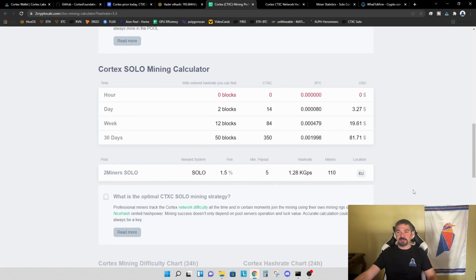But I scrolled down and I was looking at the solo mining, and I realized that if I solo mine, I can hit, or am estimated to hit, 2 blocks per day or 14 Cortex per day.